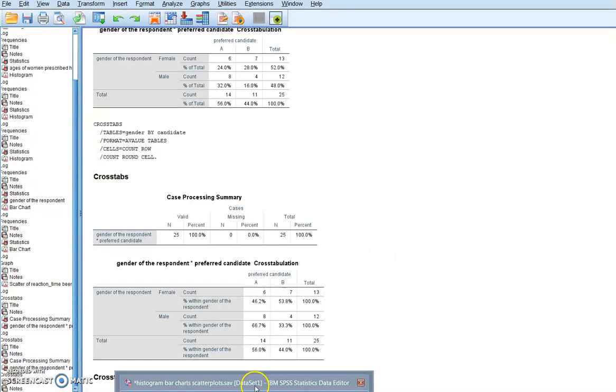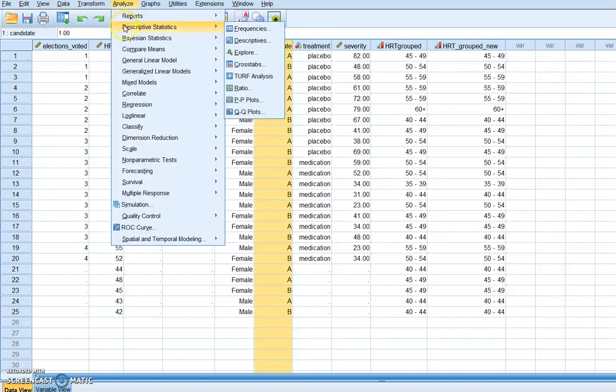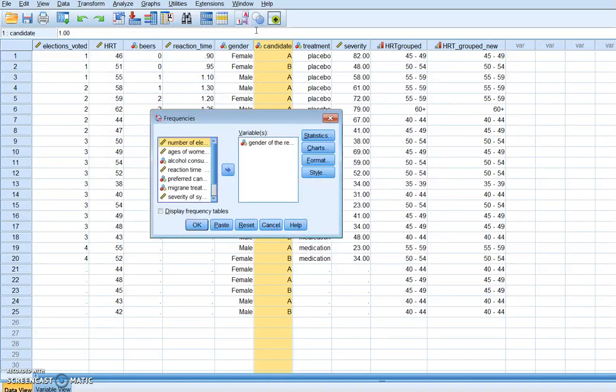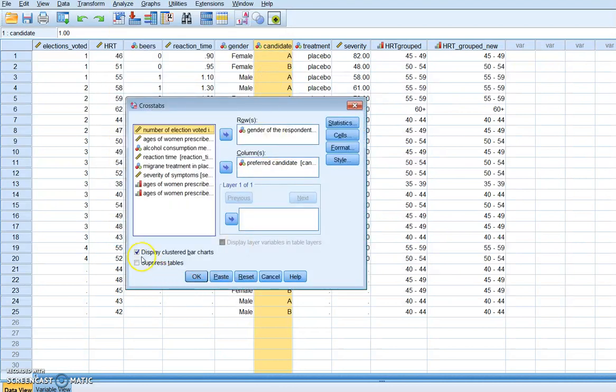Now let's see how do we use the graphs to talk about the relationship between the gender and candidate. So same thing as we did before. Go analyze, descriptive statistics, and go cross tabs. And this time let's check display cluster bar charts with rows as the gender and columns as the preferred candidates. Basically this is going to be your x-axis, this is going to be your y-axis. Hit OK.